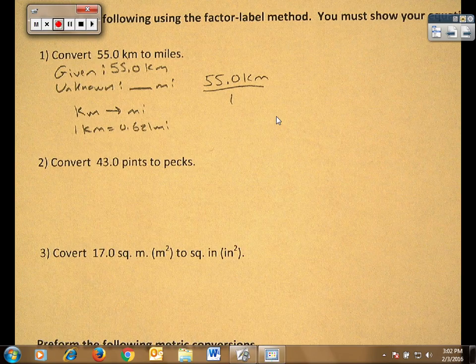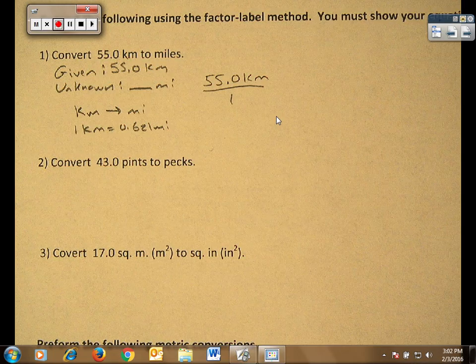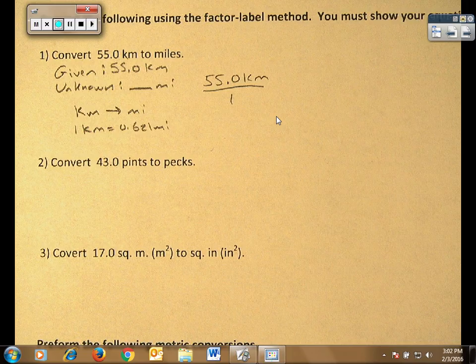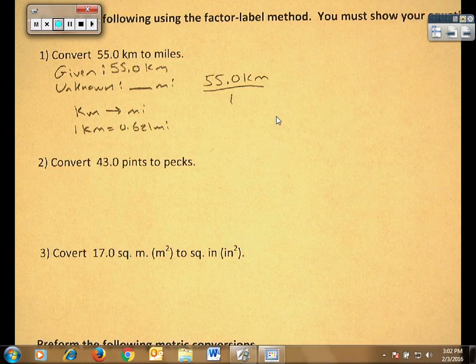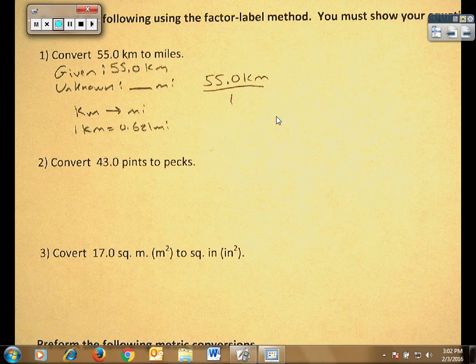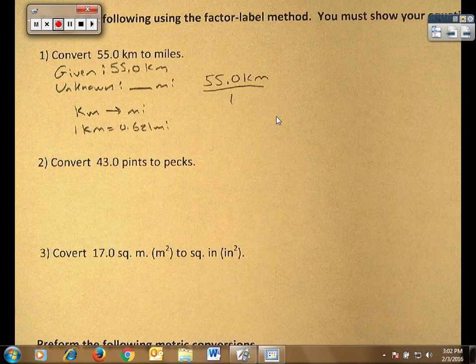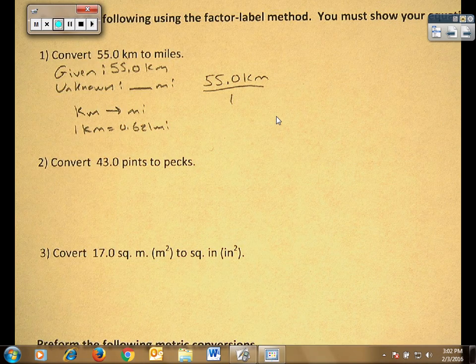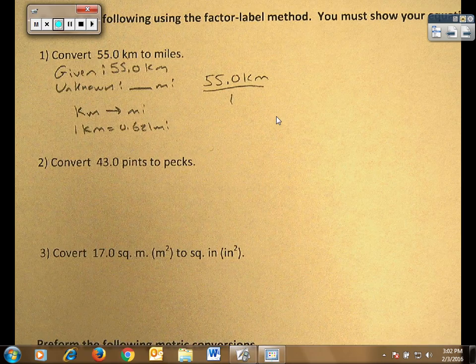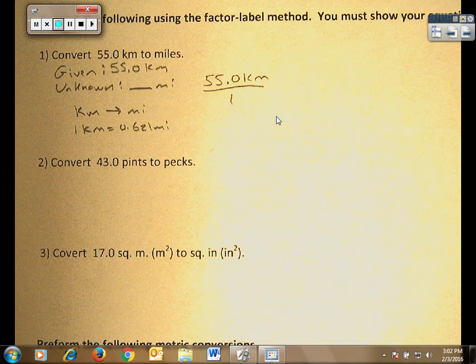Now that 1 doesn't do anything mathematically. It's there to remind us of one very important fact. It's to remind us that kilometers are in the numerator. We're going to have to cancel out that kilometer. This whole process of factor label or dimensional analysis is about unit cancellation. We have to cancel out the given unit, turn it into something else in order to find our answer. We need to cancel kilometers out.